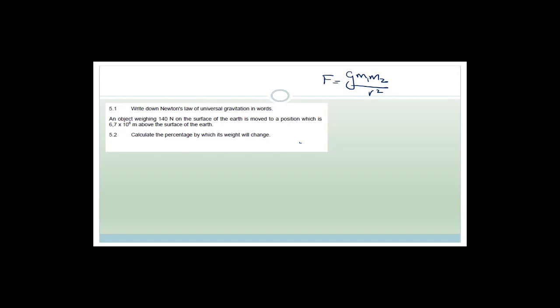Now it says an object weighing 140 newtons on the surface of the Earth. Okay, so here is the Earth and there is the object. And it weighs 140 newtons. It's moved to a position, I need to know things like the height of the Earth. Okay, we can't do this. Okay, and we've done this question. Let's look at this one, it's a nice one.